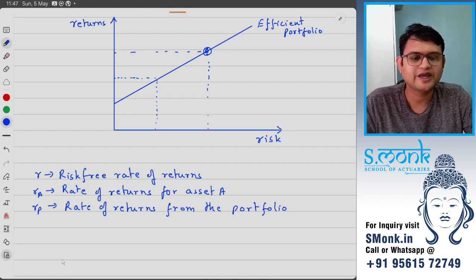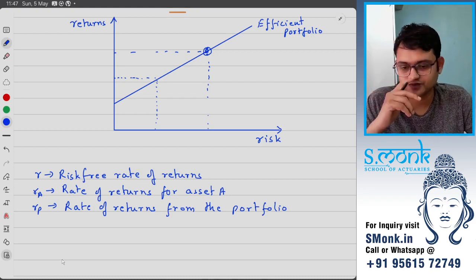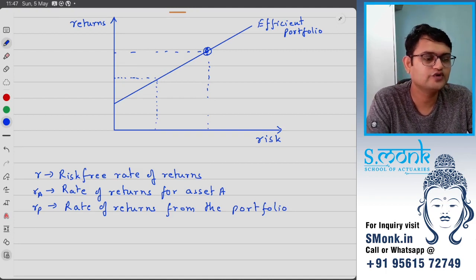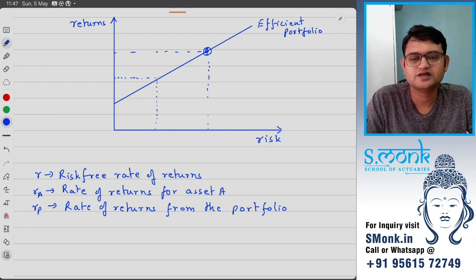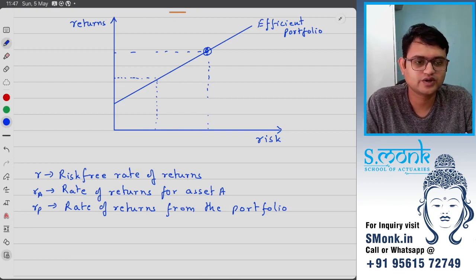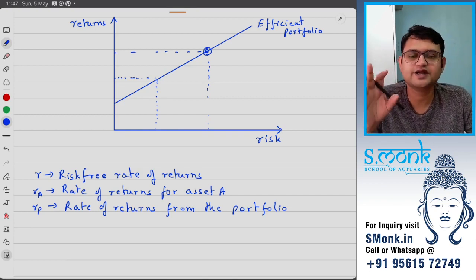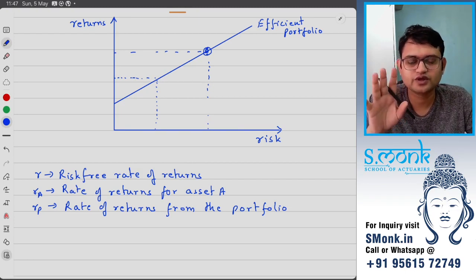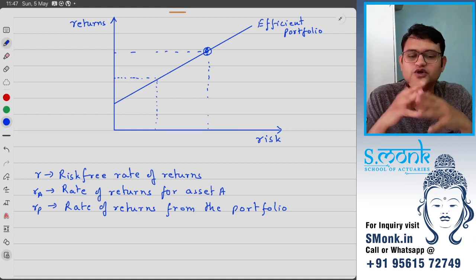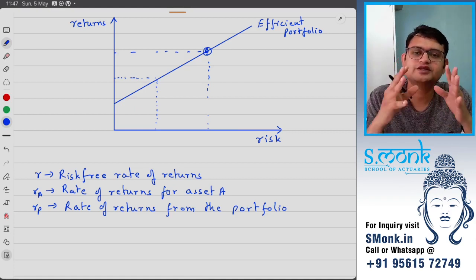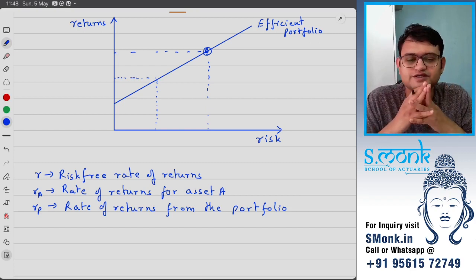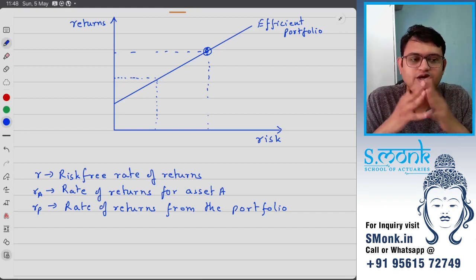Many times, just for explanation purposes, I will assume that a portfolio is nothing but one single stock. So for understanding, we can treat a portfolio as one single stock also. But a portfolio is a collection of all stocks. So RP is nothing but the average returns that we are going to get from all the different assets that we are buying or keeping in our portfolio.